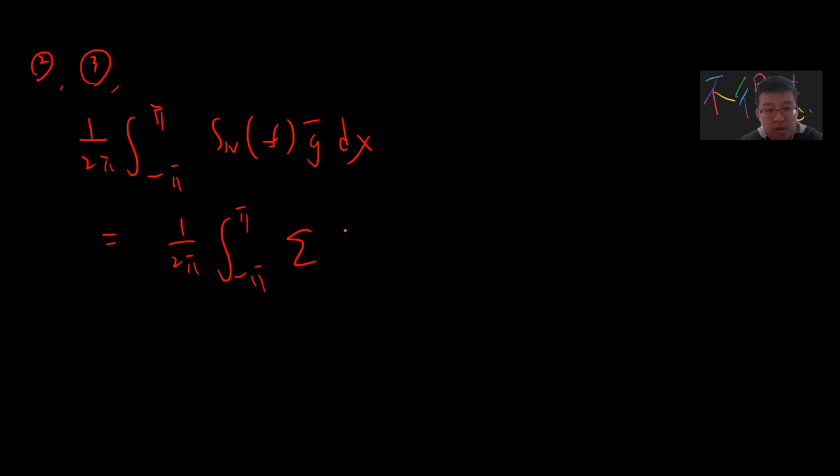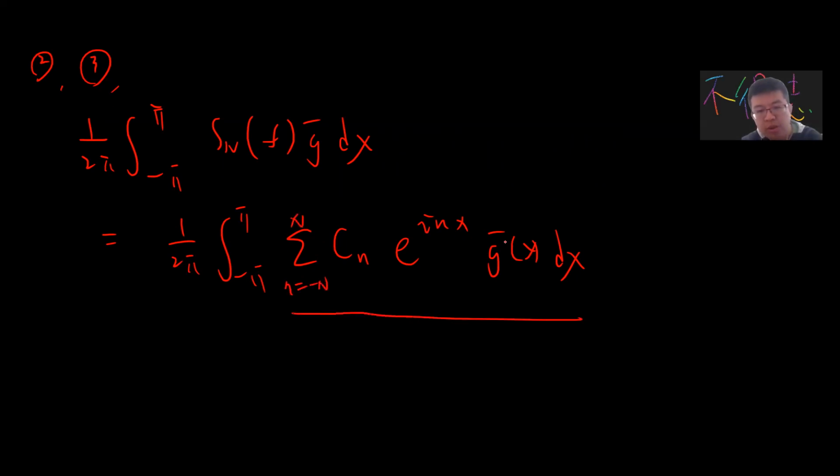So this is just the sum of Cn exponential i n x times g bar of x dx, and do it. The key is this is finite. So when you do this step, you can easily exchange this integral with the limit, with the summation, because it is finite.